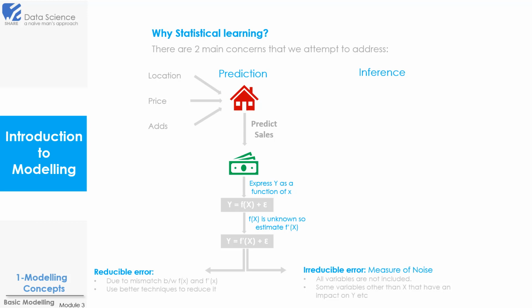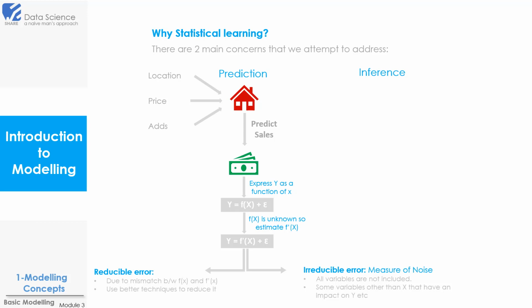But this is a twofold problem. We will learn more about it in a while when we see the bias-variance trade-off, which is another important topic. Anyways, the second type of error is irreducible error. This error is also called a measure of noise. This is an inherent error in the data.